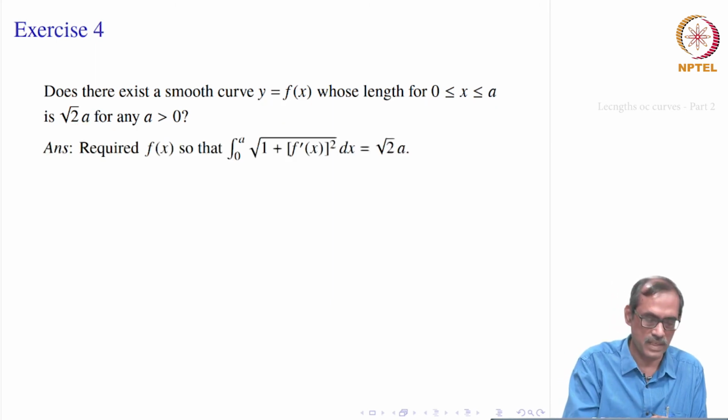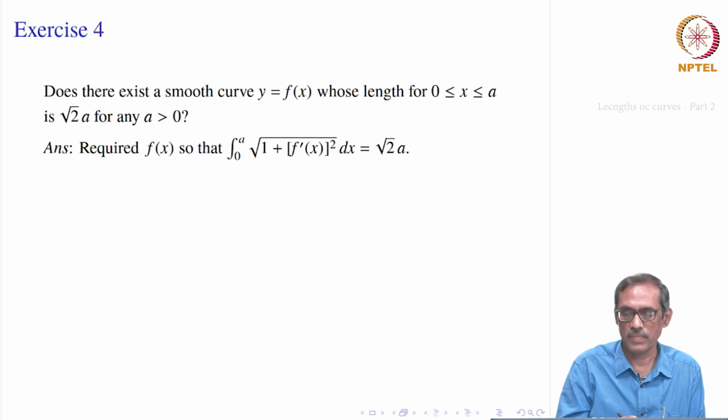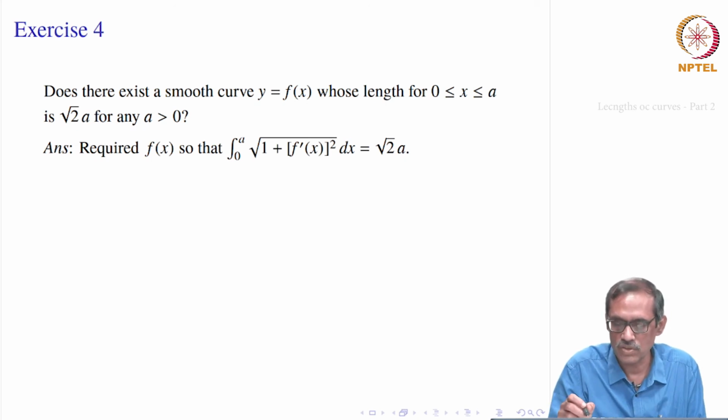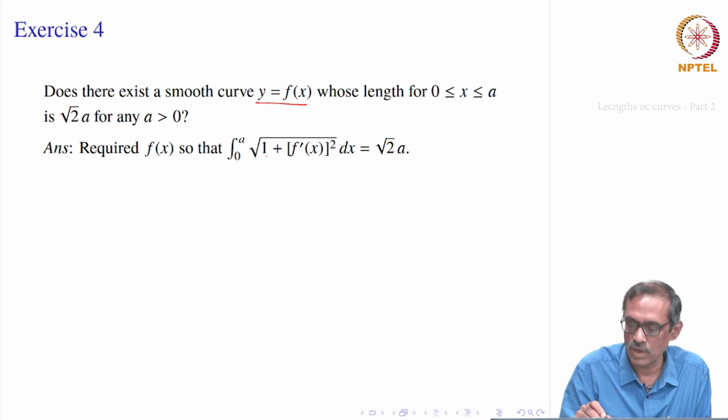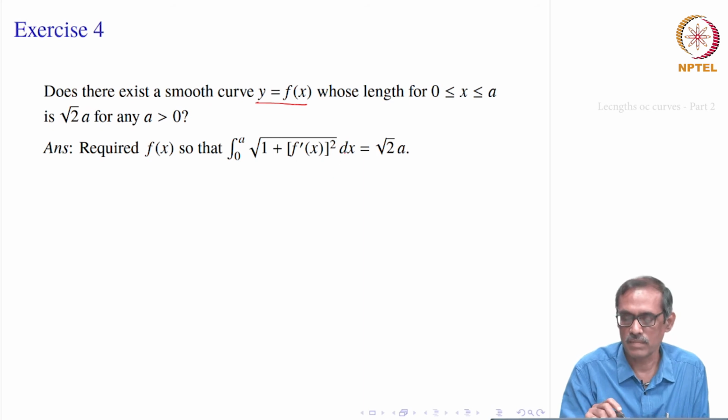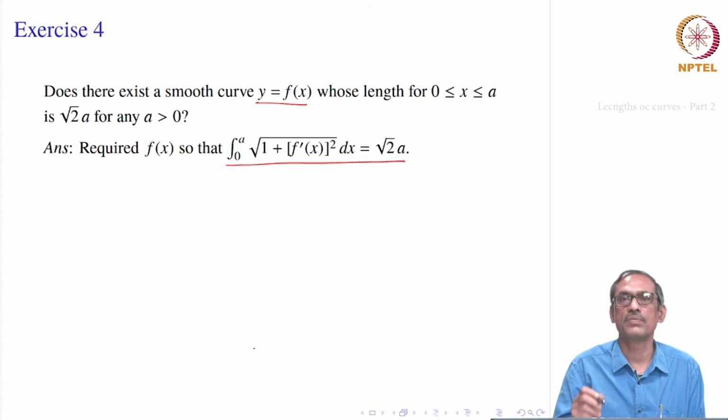So, that means we can treat a as a variable, right. Okay. So, what is the length? Now, the length of this y equal to f of x is the integral of square root of 1 plus f prime x square dx, and from 0 to a it is equal to root 2a. So, this is the fact that is given to us. We want to find what this f of x is.